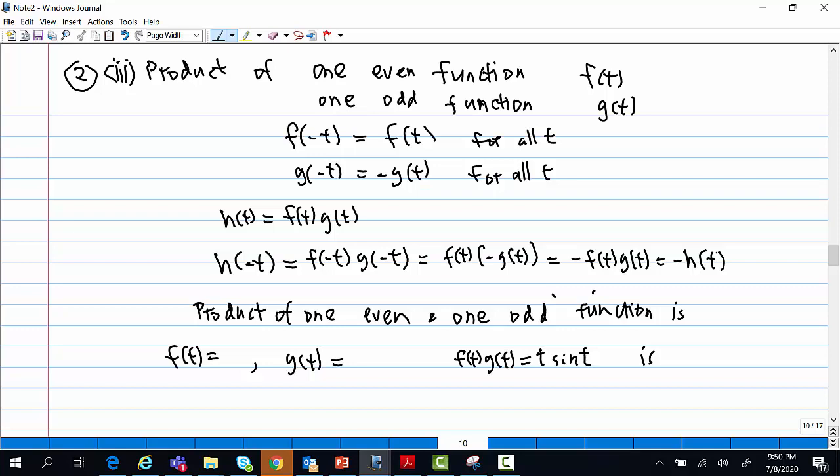So in this case, h(t) as a product of an even function and an odd function is actually an odd function. For example, if f(t) is t squared, which is even, and g(t) is sin t, which is odd, multiplied together, this will be t squared sin t, and this is odd.